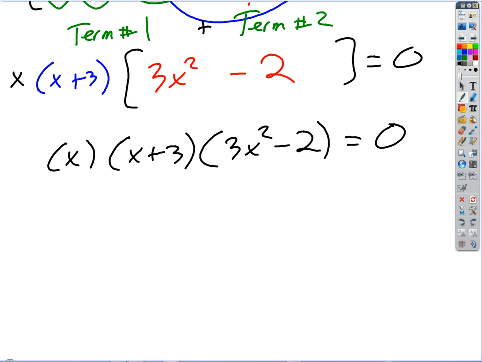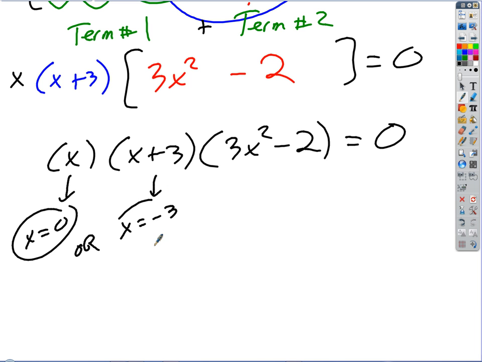It's fully factored. If I set the first factor equal to 0, what's my solution? 0. So I get x equals 0. Or, what's the solution to the second factor? Negative 3. Or, now the third one's a little bit tougher. The third one, we've got to do a little bit of algebra here, right? So if I set 3x squared minus 2 equal to 0.